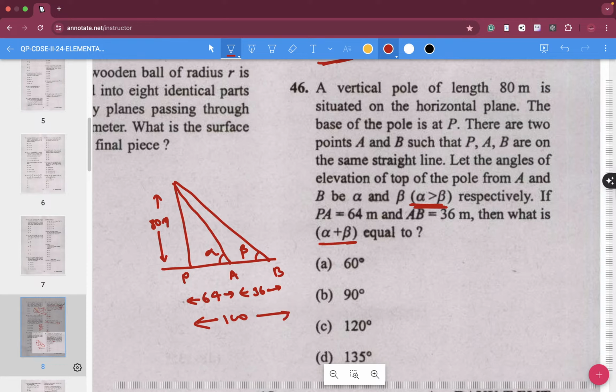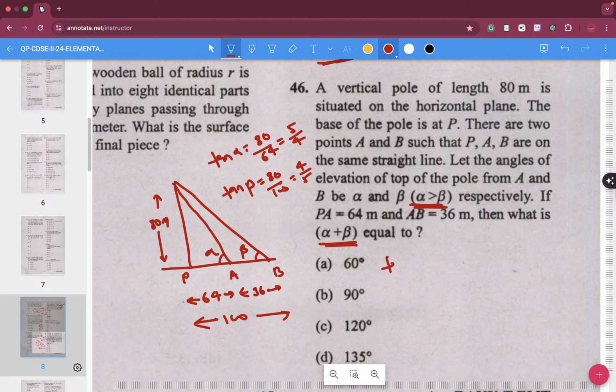So they are asking what is the value of alpha plus beta over here. Can you find out tan alpha from this? Tan alpha is equal to opposite by adjacent, 80 by 64. If you calculate this, you will get 5 by 4. Now can you also calculate tan beta? Tan beta is equal to 80 by 100, or otherwise 4 by 5.